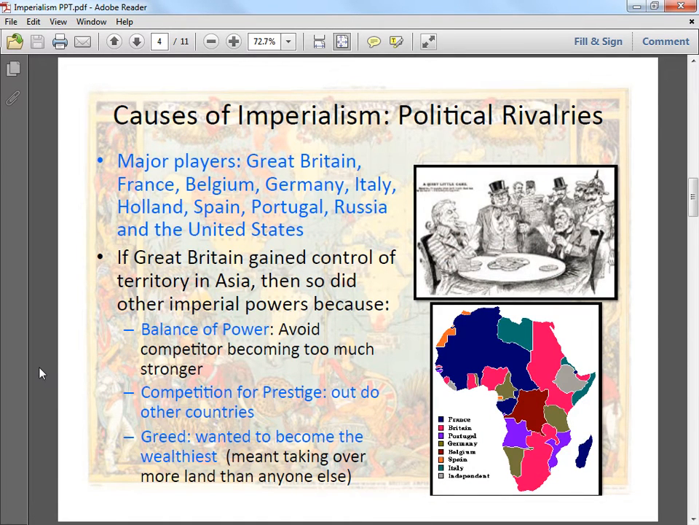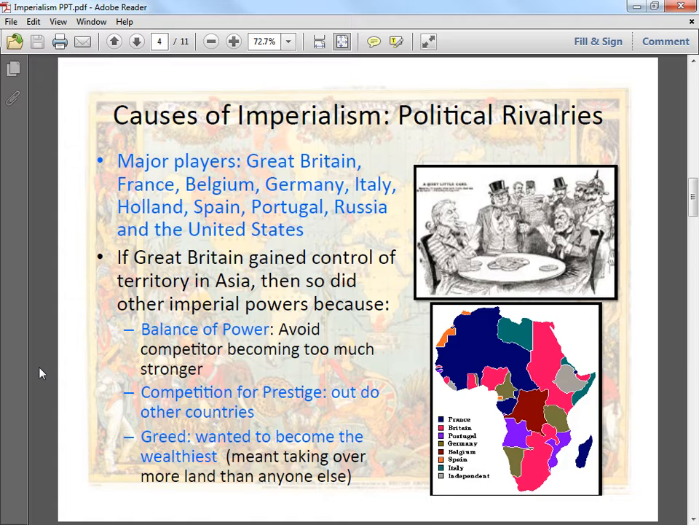Let's look a little bit more into political rivalries. So the major players in imperialism, so again, 1800 to 1914: Great Britain, which we've talked about extensively, France, Belgium, it's a country between France and Germany, Germany, Italy, Holland, another country between France and Germany, Spain, Portugal, Russia, and the United States. Now, kind of the way it worked is if Great Britain gained territory, then everybody else had to get territory. Let's look at why. First is the balance of power.